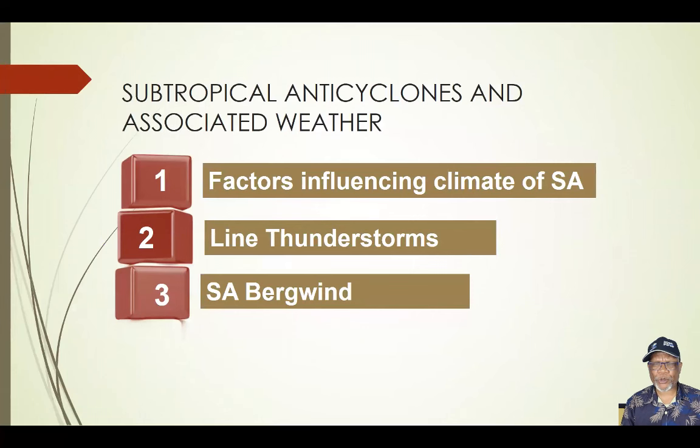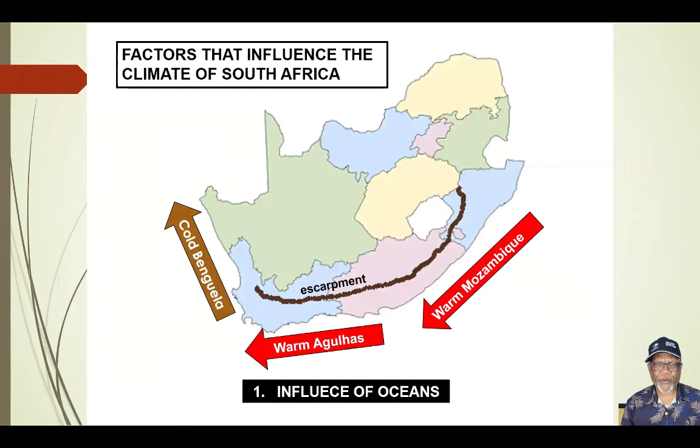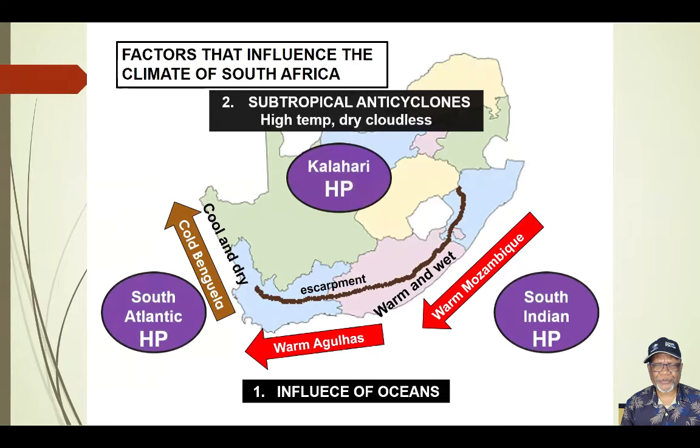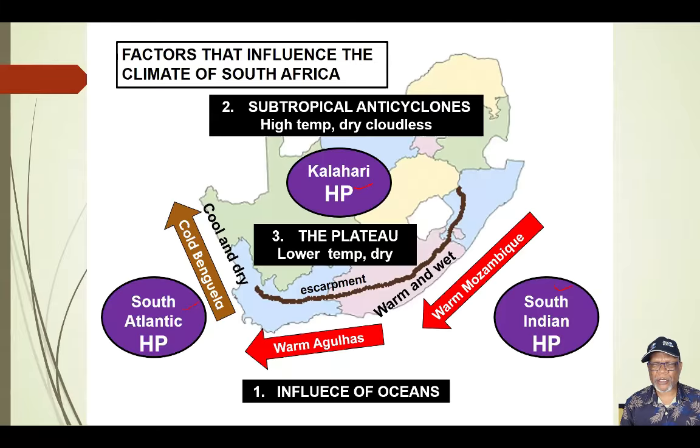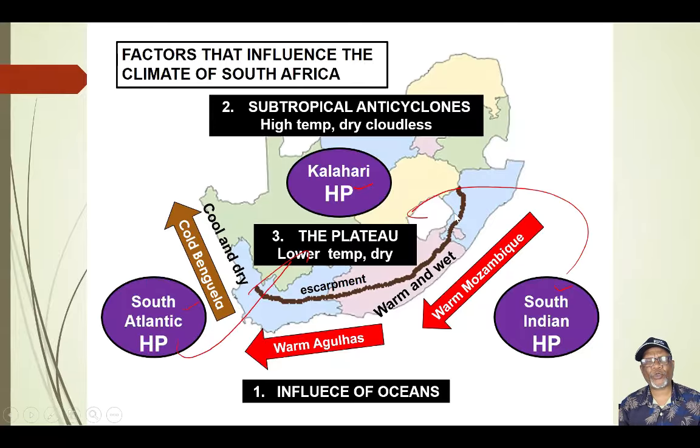Now let's look at the subtropical anticyclones. What do we have? We have three anticyclones. We have the Kalahari, which is in the interior, the South Atlantic on the west, and the South Indian on the east. So the anticyclones, what do they do? This one is blowing on a cold ocean, this one on the warm ocean. So the two air masses blow towards the interior, and we have already spoken about the system that will develop here. The two air masses form.